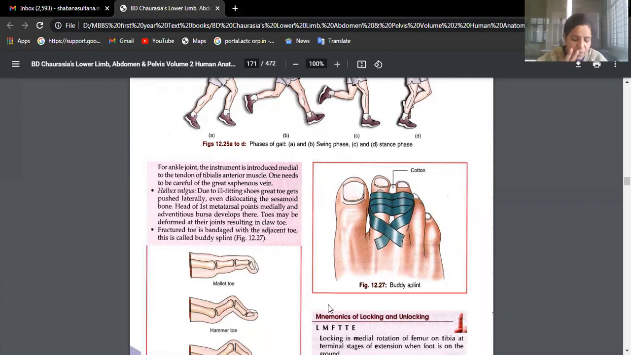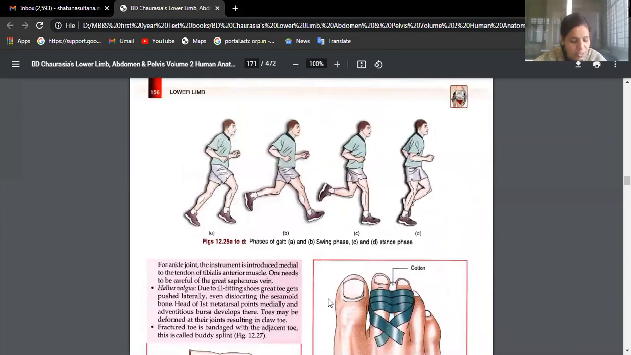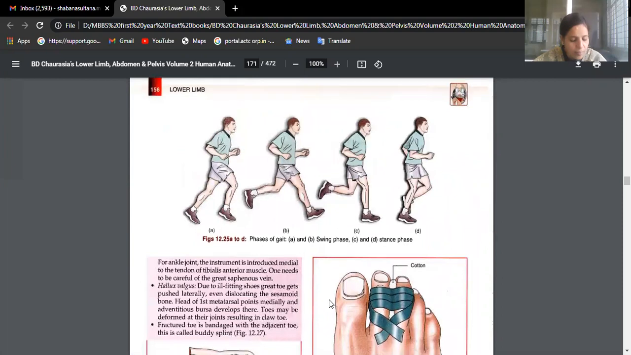Inversion, eversion is only for 3 marks, beta. That's why if you write that much, it is enough.